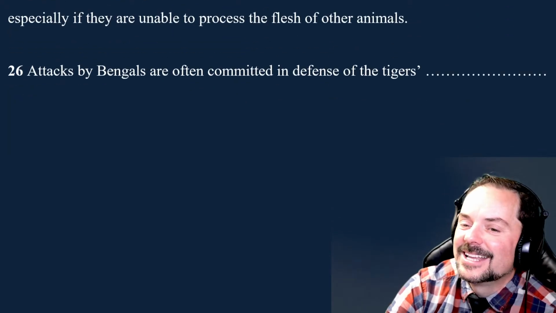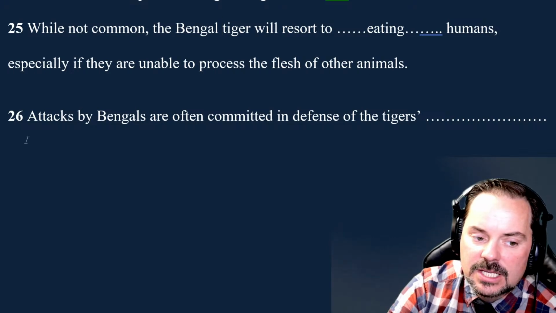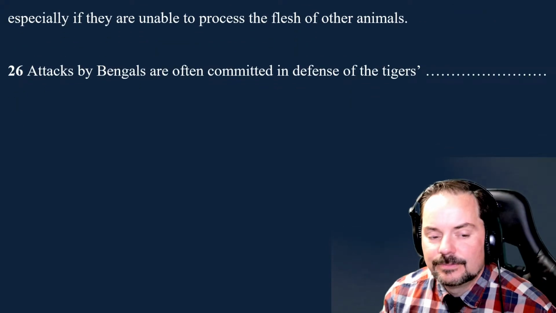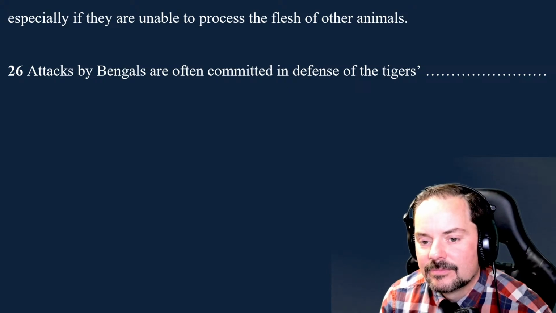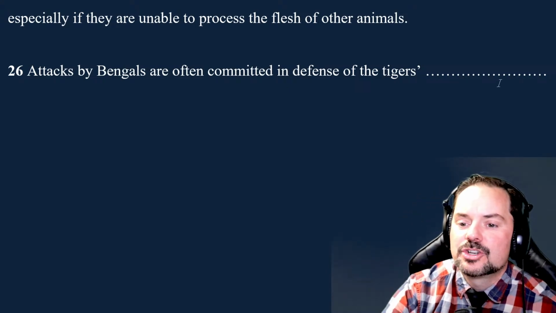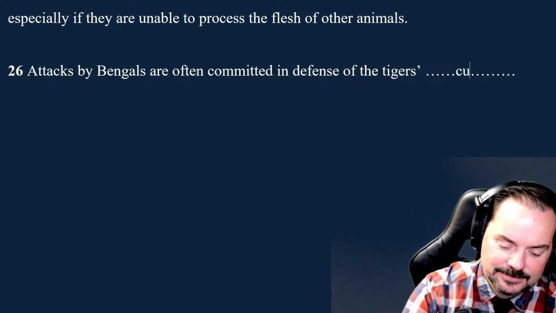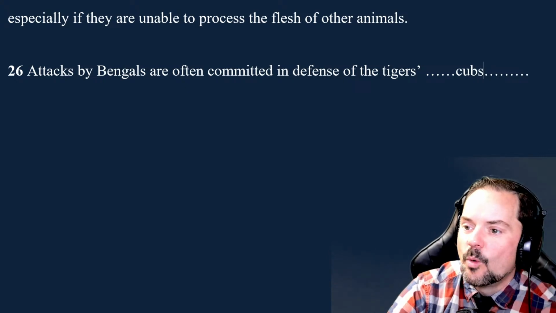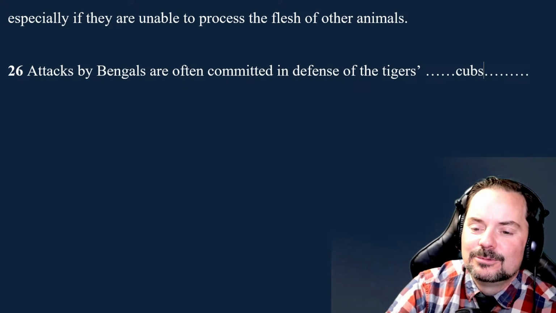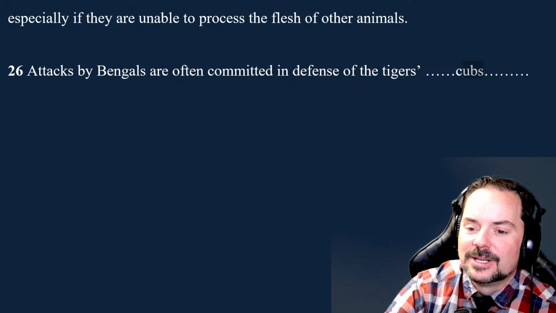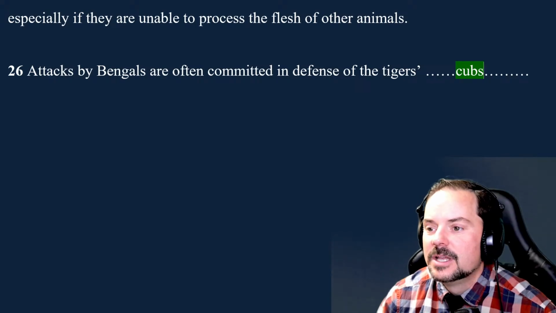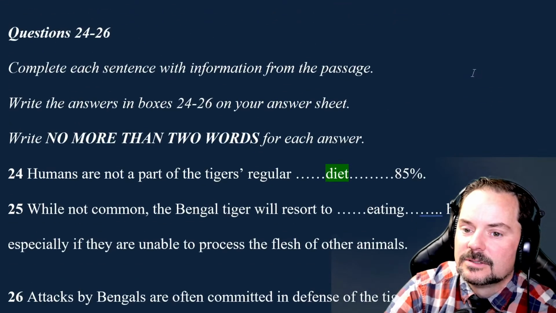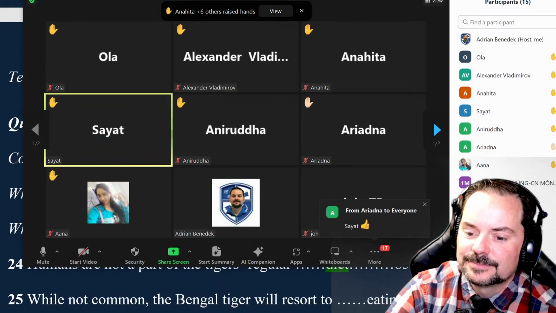All right, Sayat, so careful critical thinking, okay? Sayat, 26. Attacks by Bengals are often committed in defense of the tigers' cubs. Very good. How sure are you? I think 100%. 100%? Ooh, I'm always scared to be 100% sure, but you are right in this case, and the grammar is good too. I like how you use the plural form, cubs. Sayat, that was awesome. That's it. You're done. You're doing great. Thanks so much. Thank you.